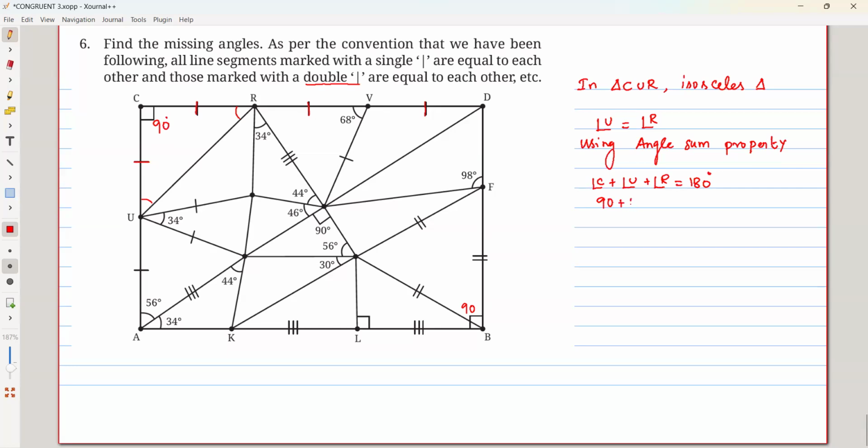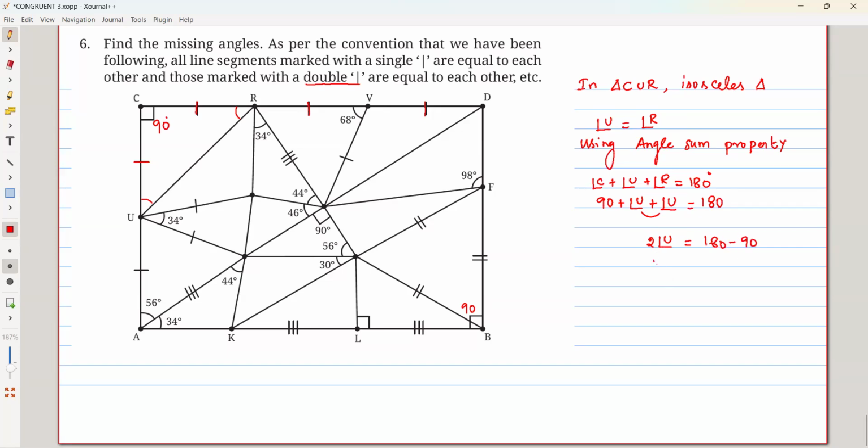Plus angle U, and instead of angle R, can we write angle U? Yes, sir, both are equal. So I can take it as angle C plus angle U plus angle U equals 180. Now take this 90 to the other side. So angle U plus angle U is 2U, equal to 180 degrees minus 90 degrees.